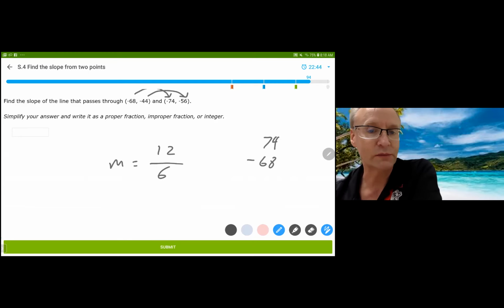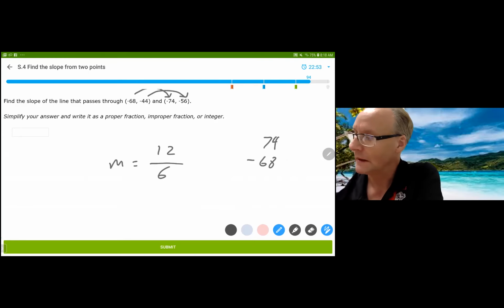Now, what I did was I'm looking at the difference, aren't I? And you see how to get up to 70, I need 2, and then I need 4 to get back, so that makes a total of 6. Anyway, hope that makes sense to you. And that's a slope of 2. Looks good.